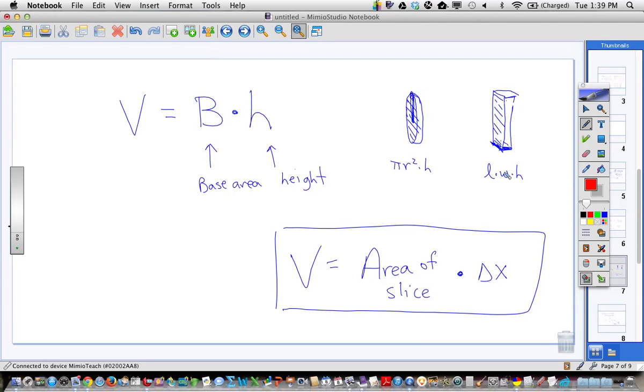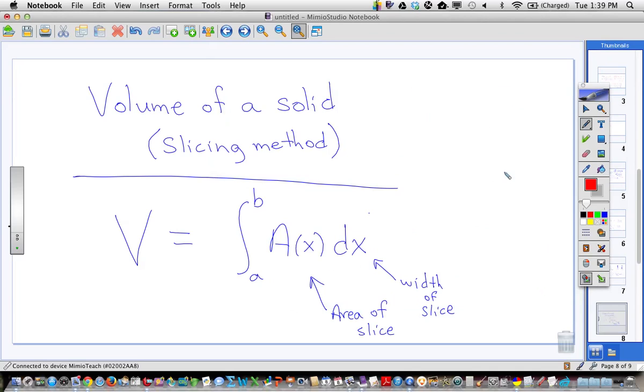Okay? So in general, our volume is going to be the area of the slice, whatever that shape is, times the delta x. So here's what I would have you write in your notes. Okay? So this is the formula we want to take forward.